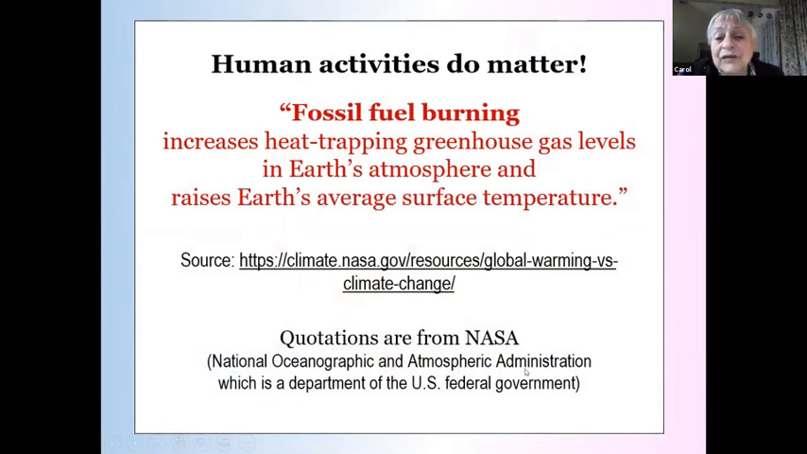This is a quotation from NASA, but also from the National Oceanographic and Atmospheric Administration. Fossil fuel burning increases heat trapping greenhouse gas levels in the Earth's atmosphere and raises the Earth's average surface temperature. And I don't know if this is being too controversial, but federal government agencies over and over say something similar.